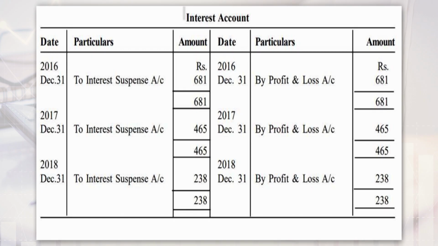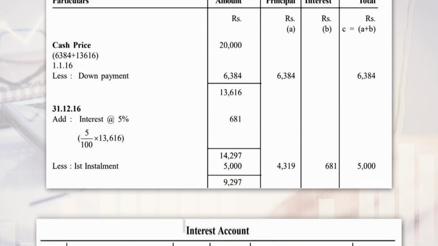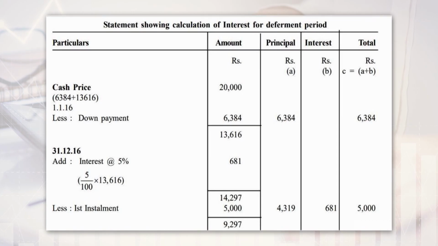So again in the second year, to suspense account 461 with the amount of the interest. So this amount of interest will be transferred to the profit and loss account. Again in the third year, the amount of the interest is 238. So to interest suspense 238, by profit and loss 238. Yes, this is how we have arrived at the amount of interest which is included in the first year installment, second year installment and third year installment.